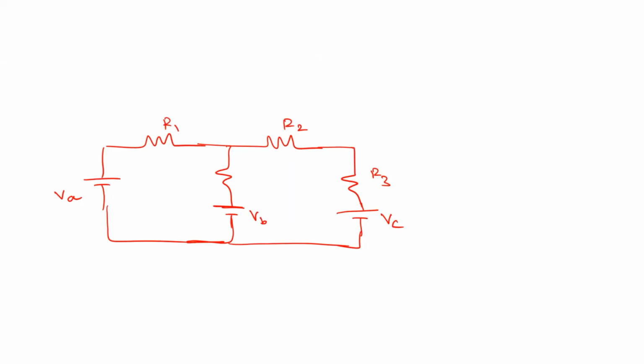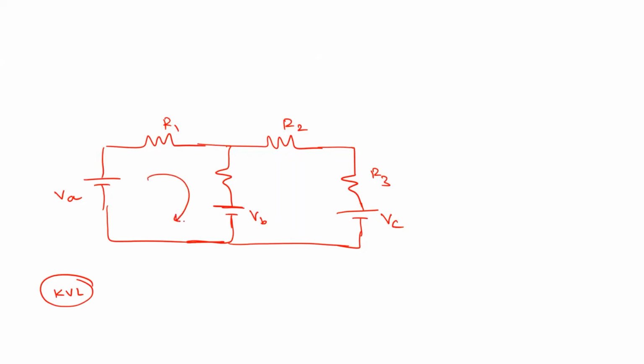So how to apply KVL equations, particularly in this? How many loops are there? How many closed paths are there in this? Two loops, sir. Three, sir. Three loops.